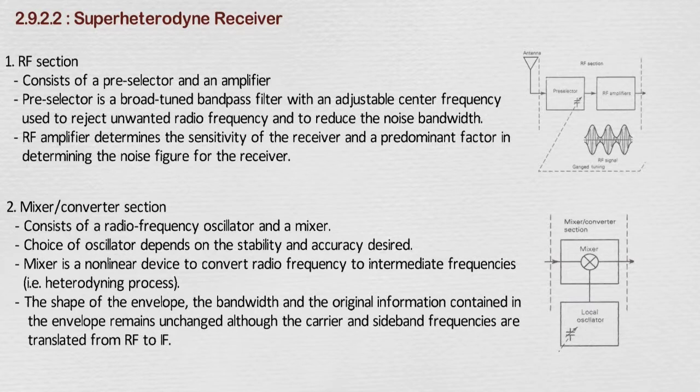Second, the mixer or converter section consists of a radio frequency oscillator and a mixer. The choice of oscillator depends on the stability and accuracy desired. The mixer is a nonlinear device that converts radio frequency to intermediate frequencies, an example of the heterodyning process. The shape of the envelope, the bandwidth, and the original information contained in the envelope remain unchanged, although the carrier and sideband frequencies are translated from RF to IF.